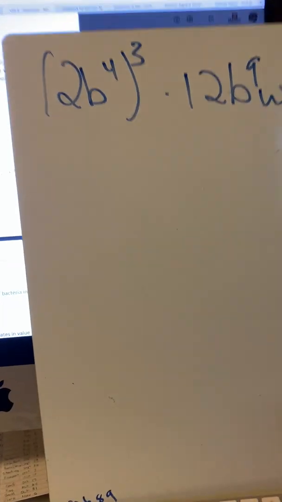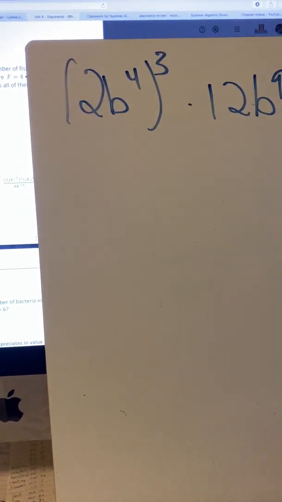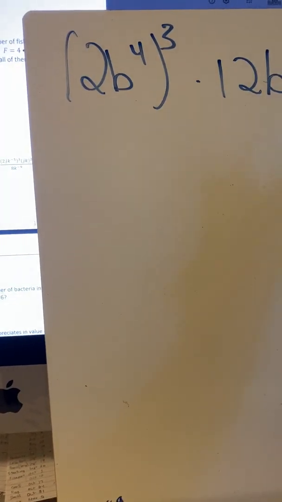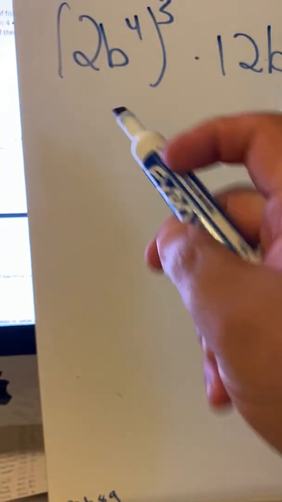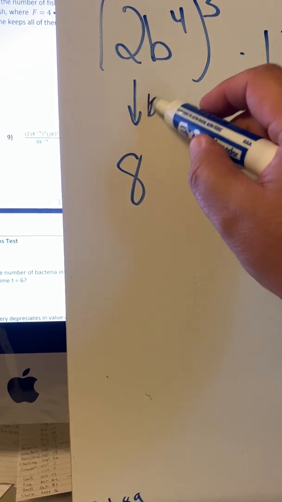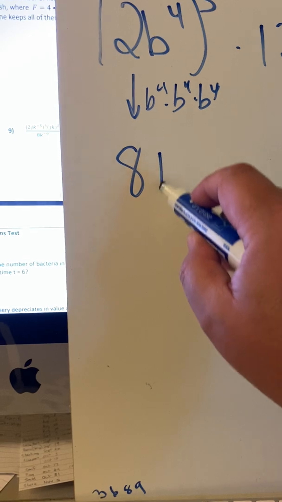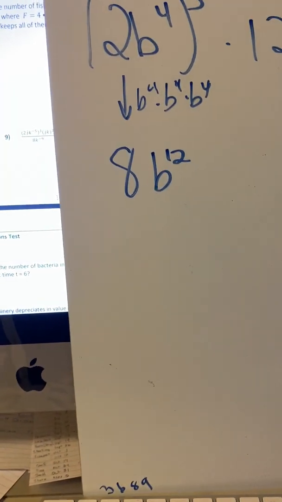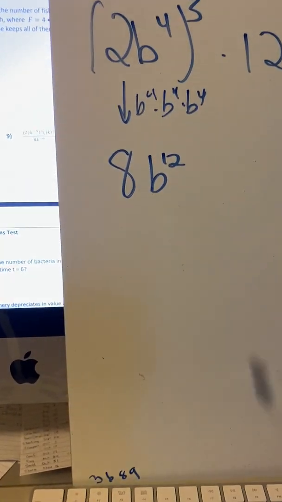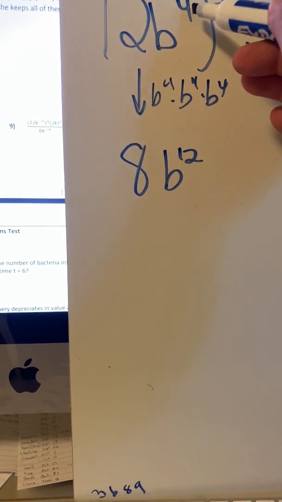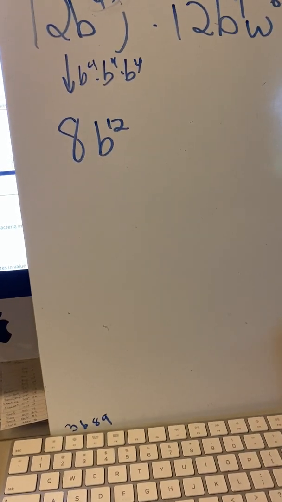And I did this very problem in the video, I'm pretty sure, one very similar to it. 2 to the 3rd power means 2 times 2 times 2. That's 8. B to the 4th to the 3rd just means b to the 4th times b to the 4th times b to the 4th. Adding all those up, it's b to the 12th power. Okay? Another shortcut is take the big number, the coefficient, to the exponent, 2 times 2 times 2. Take the exponential values and multiply them. That's all it is. Okay?